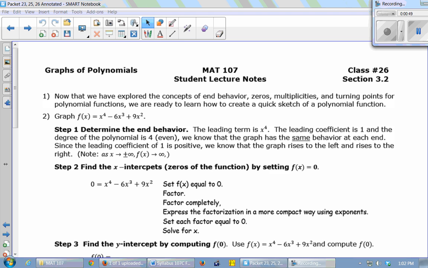Okay, so we are now ready to learn how to create a quick sketch of a polynomial function. We did one of these really fast at the end of last class, but today is going to be practice doing this over and over again.